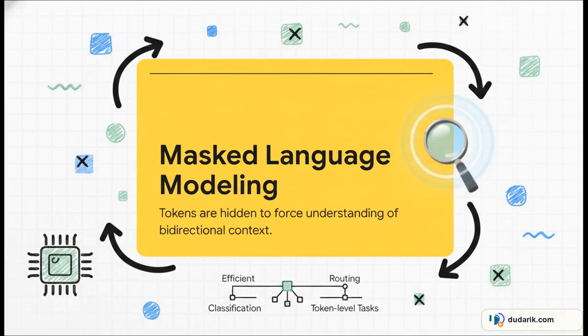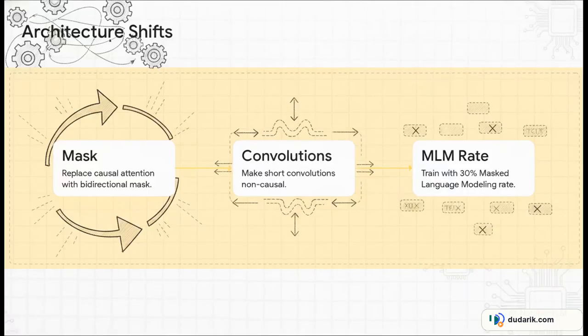And what's super interesting is they masked 30% of the tokens during training. That's twice as dense as BERT's classic 15% rate. This makes the model incredibly robust for things like routing, classification, and complex token-level tasks. And this perfectly highlights their brilliant architectural pivot. They literally took their existing causal LFM2 decoder backbones and Frankensteined them, in the best way possible, into bidirectional encoders, using three really specific structural tweaks.